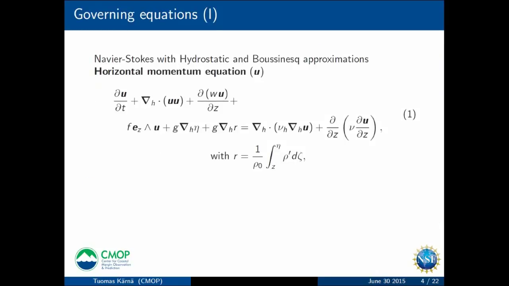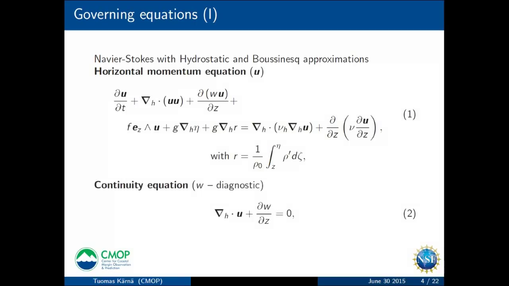Okay, so I'll just quickly go through the equations. We're solving Navier-Stokes with hydrostatic and Boussinesq approximations. So you get a horizontal momentum equation for the horizontal component of the velocity field, which is just normal advection, Coriolis term, external pressure gradient, internal pressure gradient that depends on the vertical density structure, and then horizontal viscosity and vertical viscosity.